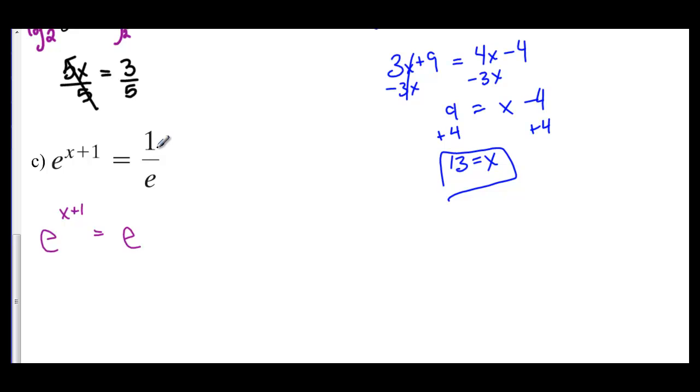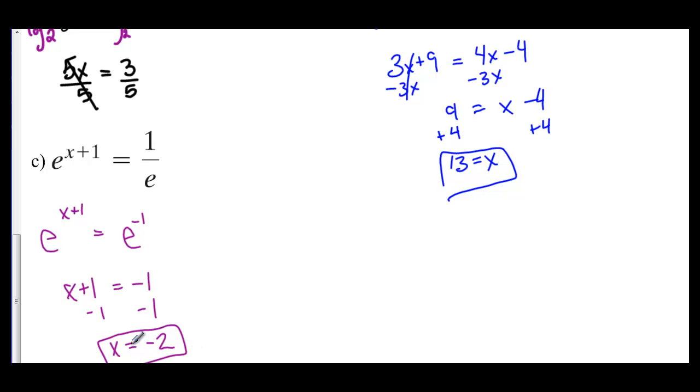Remember that if you have a base that's on the bottom, or in the denominator of a fraction, then that means there was a negative exponent. So this is the same as e to the negative 1. So once we have e here for the base on both of these, we're going to have x plus 1 equals negative 1. And subtract 1 from both sides, and we get x equals negative 2.